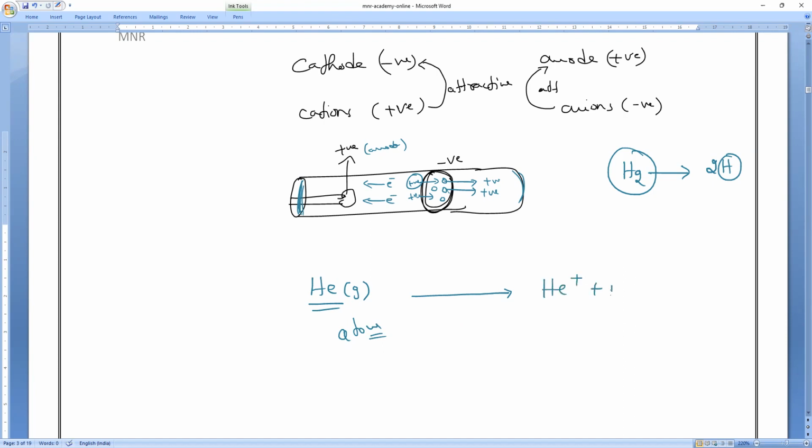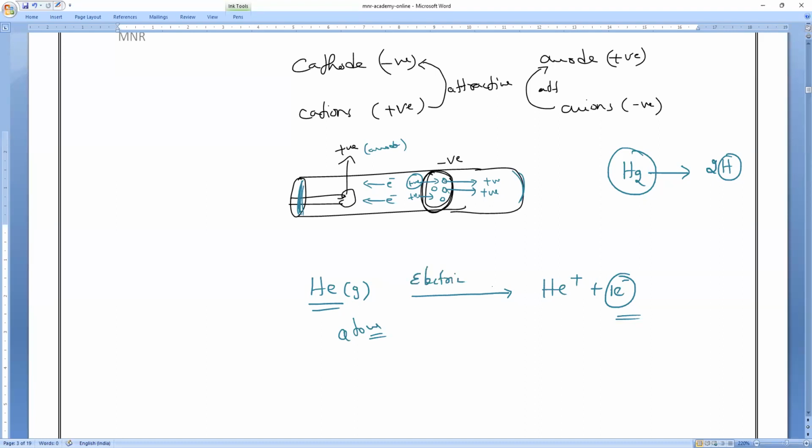It will split and turn into cations plus electrons. That is the advantage of taking the inert gases. Inert gases directly form the cations and electrons. But if I take the normal gases, they will first split into atoms, and then further form the anions and cations. Do you understand, everybody? Nivedan, clear? All of you? Please respond.